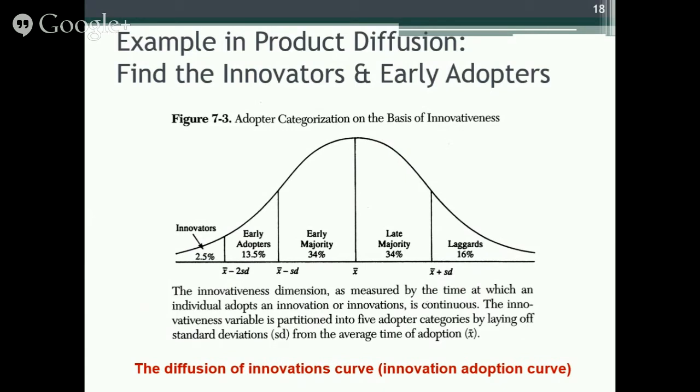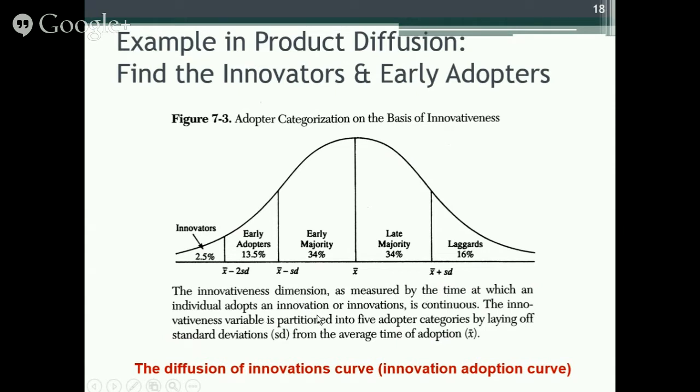Where does this curve look familiar? In your principles of marketing class, you look at the diffusion of innovation curve, the Rogers innovation adoption curve, okay? Many of you may remember this, right?